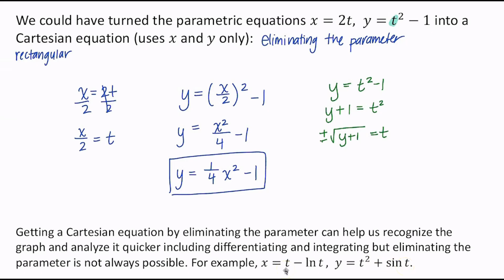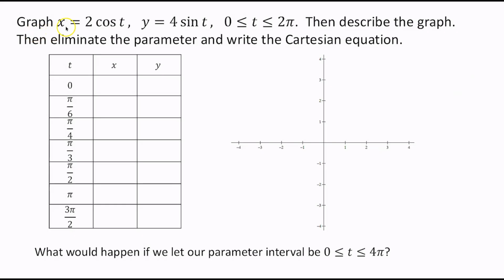I cannot cleanly solve for t in either of these equations, so eliminating the parameter is off the table. For this example, we want to graph x equals 2 cosine t, y equals 4 sine t, where t values are between 0 and 2 pi, including 0 and 2 pi. Then we're going to describe the graph, then eliminate the parameter and write the Cartesian equation. All right, so this is going to be some practice in trig.